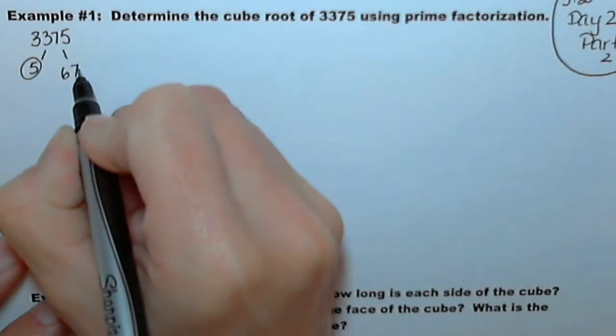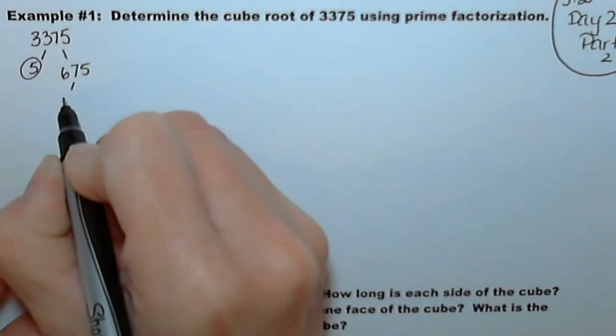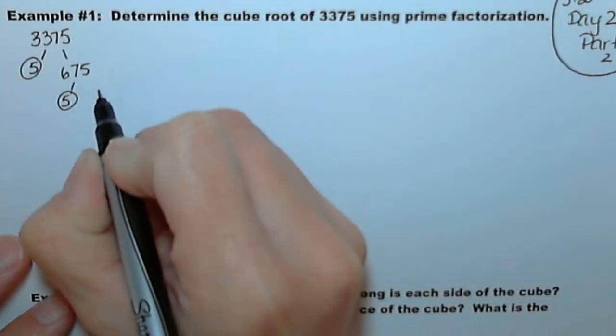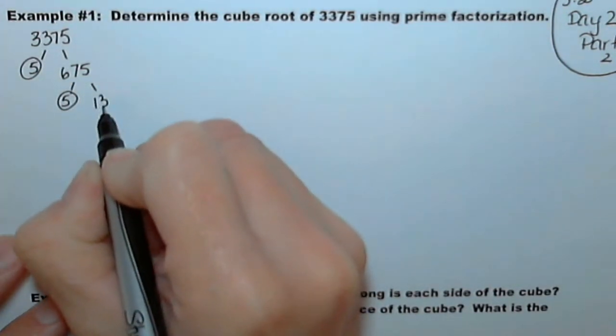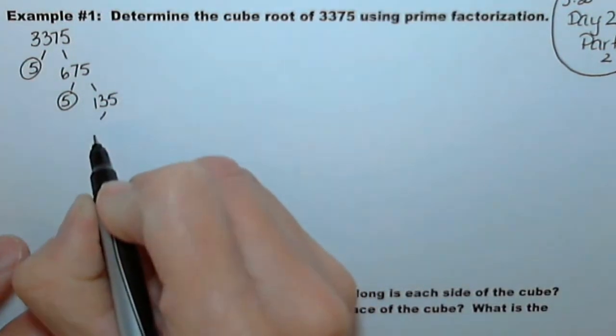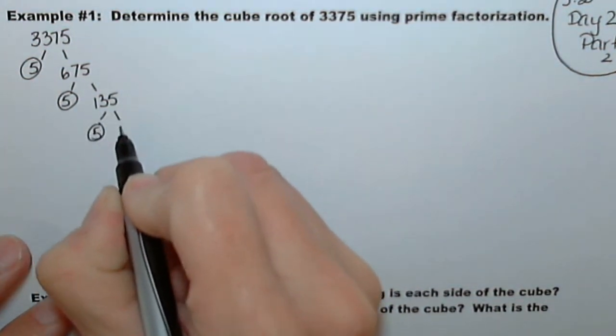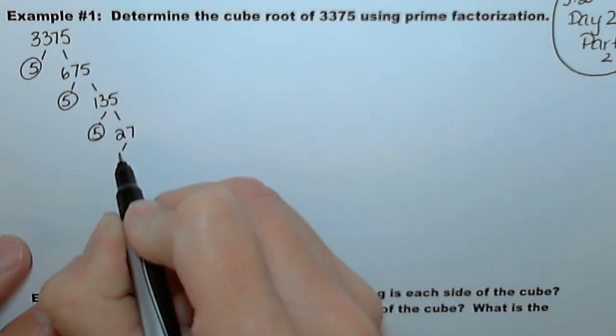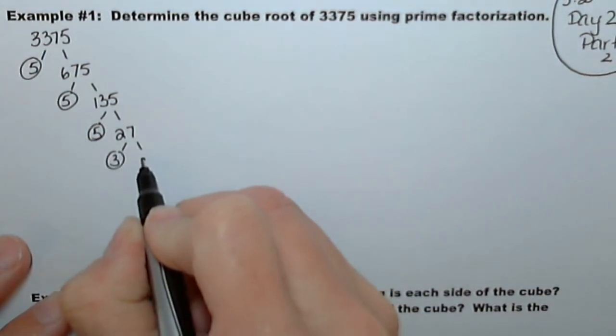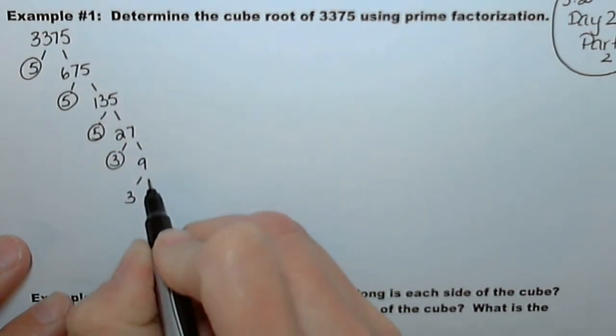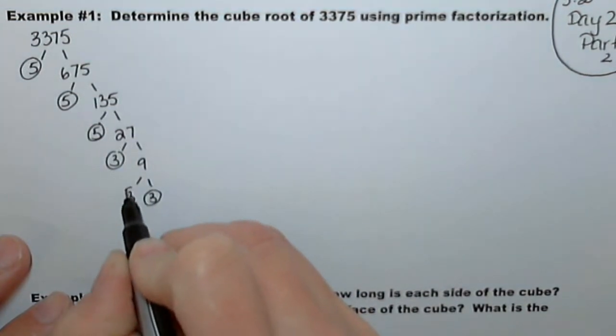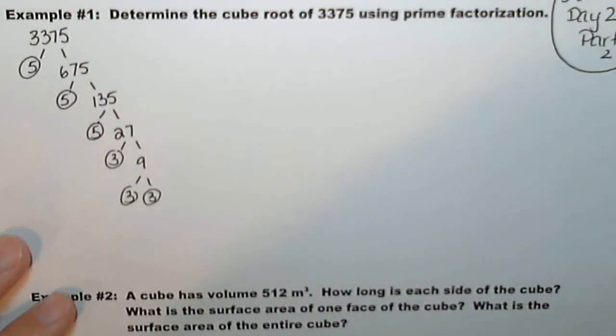times 675, which again ends in a 5. So that's going to be 5 times 135, which again ends in a 5, which is 5 times 27. 27 is 3 times 9, and 9 is 3 times 3. Remember, we circle only the numbers that are prime.